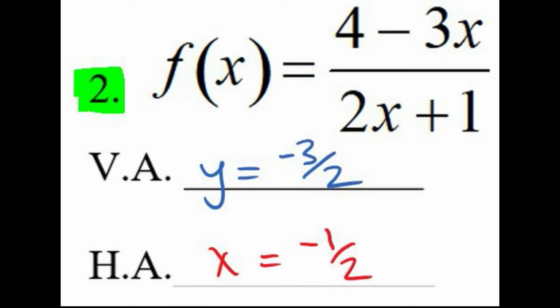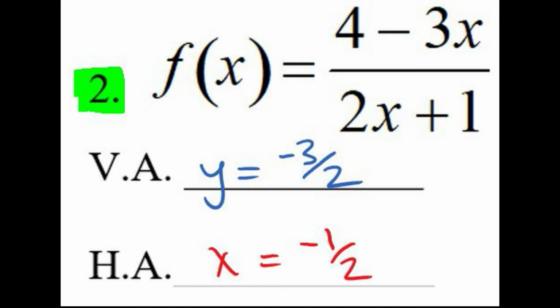Okay, number 2. What we have here, first thing we got to do is figure out what is going to make the bottom 0. So we have 2x plus 1. What's going to make that bottom 0 is negative 1/2, because half of a 2 is a 1, and if we make it negative, negative 1 plus a 1 would be 0. So we get x equals negative 1/2, and that's going to be our vertical asymptote.